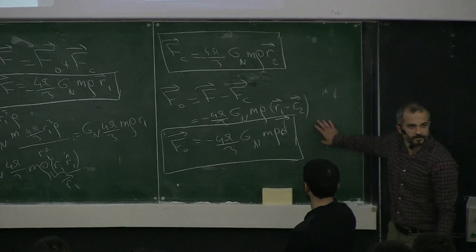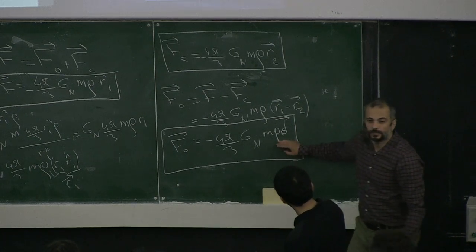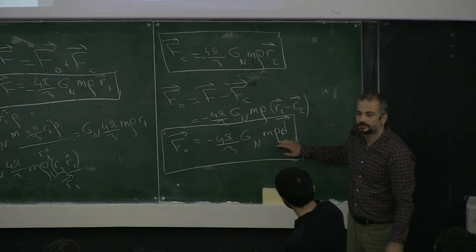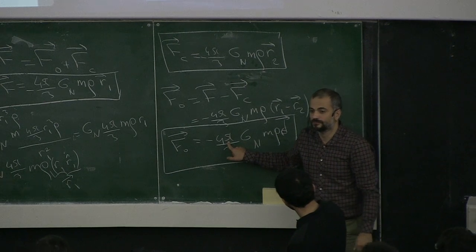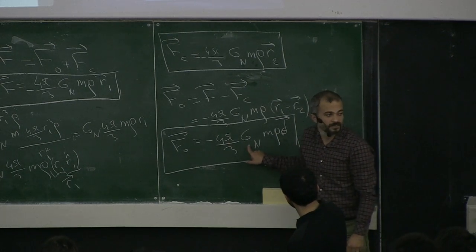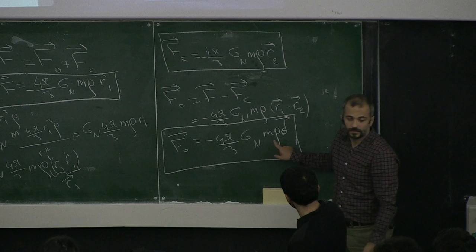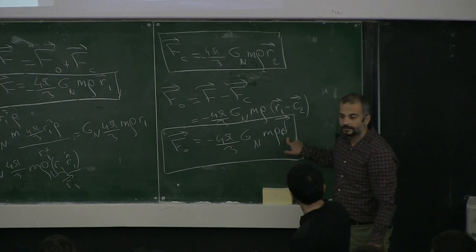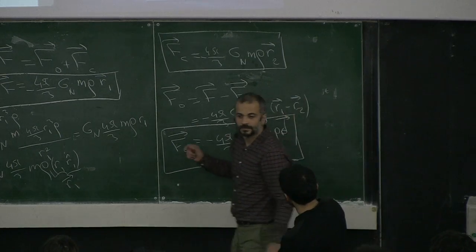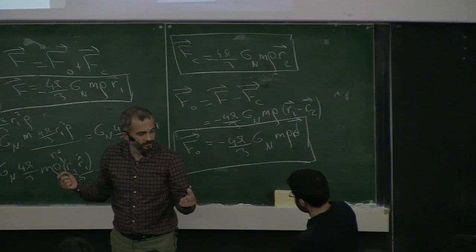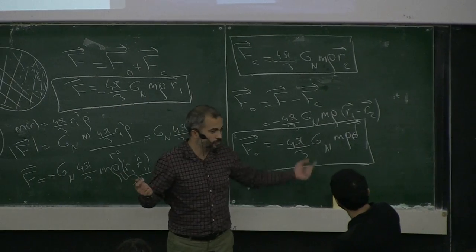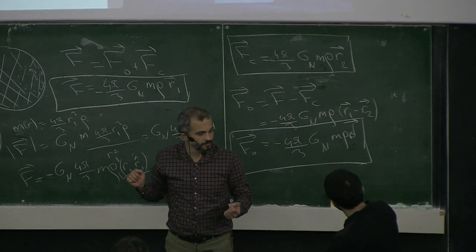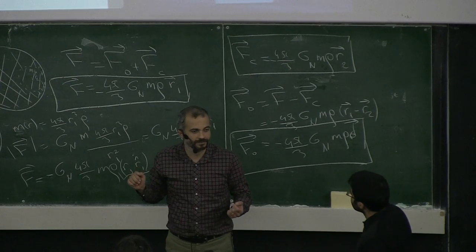So this is what I have. So what depends on the position of my mass? Does 4 pi depend on the position of my mass? G, m, rho, d. What is d? It is the vector between the centers, right? So it doesn't depend on where I put my mass. Why?